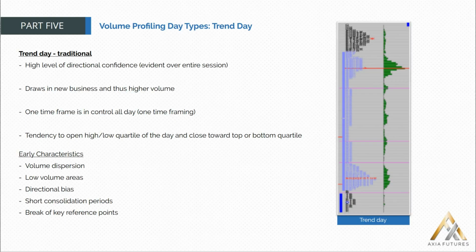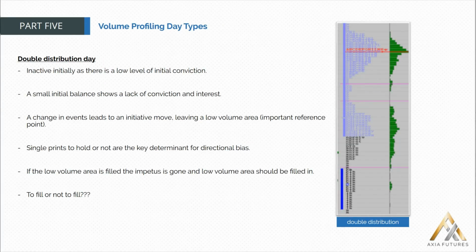Let's now turn to the other type of trend day, which is a double distribution. The double distribution is the second trend type that you can typically find. It gets its name from exactly what the name is. It has two distributions, and this is formed by initially seeing a little bit of two-way trade, a lot of acceptance with a little bit of initiative, and then further two-way trade.